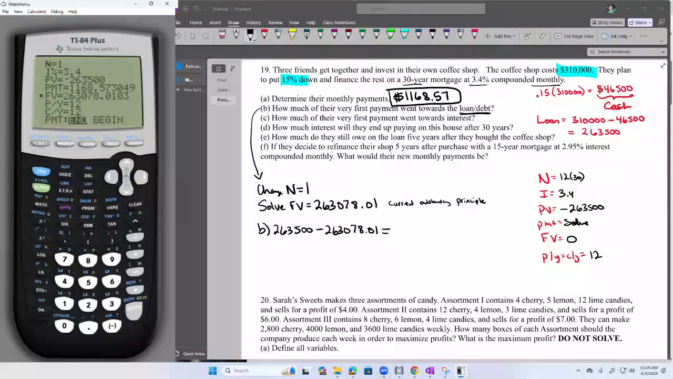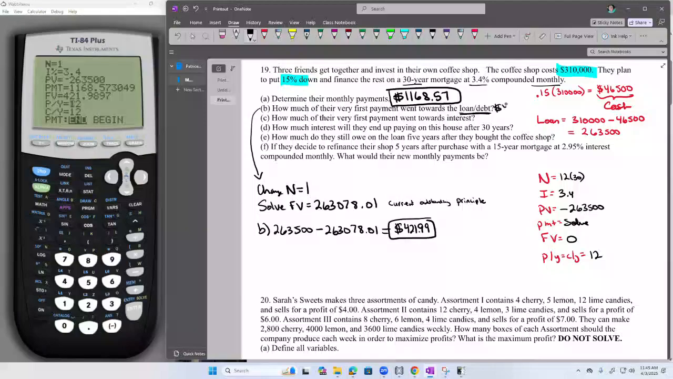So I'm going to subtract the two. I'm just going to do it right here. 263,500 minus, and you get $421.99 that went to the loan. But if you look at part A, they paid a lot more than that. They paid $1,168, but only 421 of that went toward the loan. So the rest of it went where? Interest. So for part C, how much went toward interest? That's going to be their payment minus how much went toward their loan.